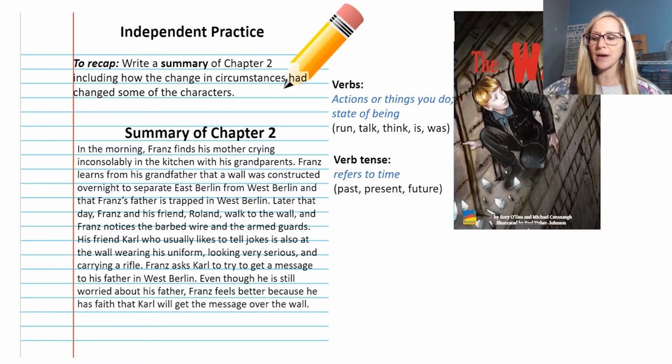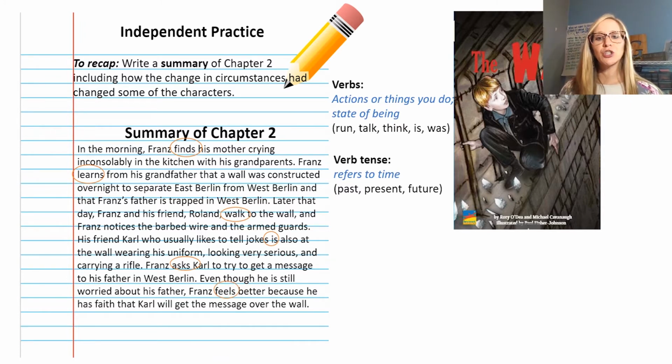So I want you to think about the verbs. In my summary, though, did you hear events from the beginning, middle, and end of the chapter? The chapter ended sometime in late afternoon, and there were events listed from across the day. The summary also told us that Franz, his mother, and Carl were acting differently than they had in Chapter 1. So let's think about the verb tense here. What were some of the verbs that you wrote down? I have finds, learns, walk, is, asks, and feels.